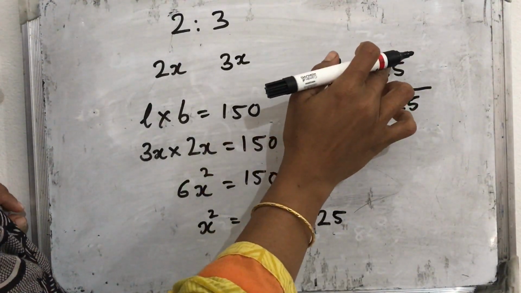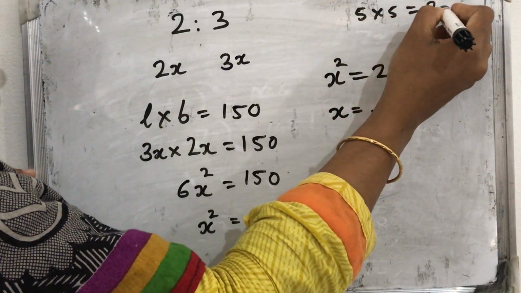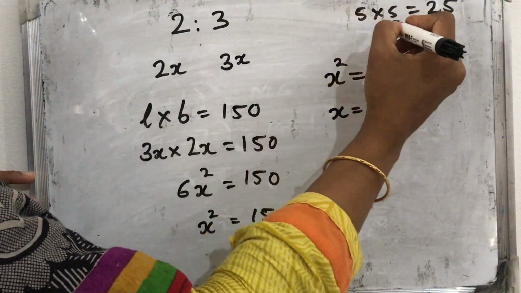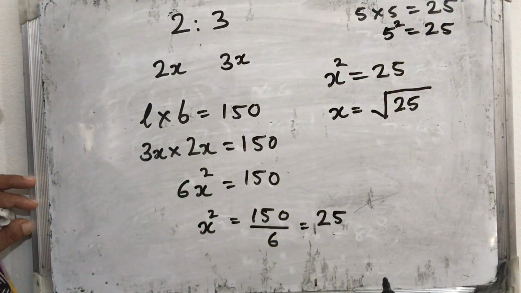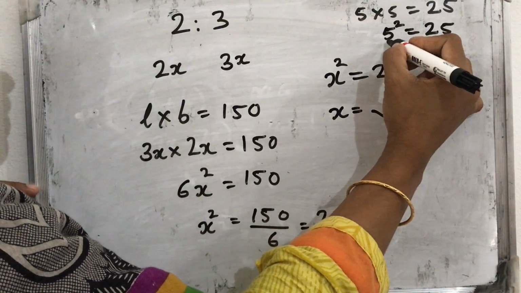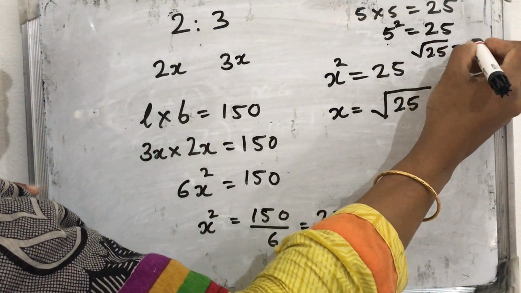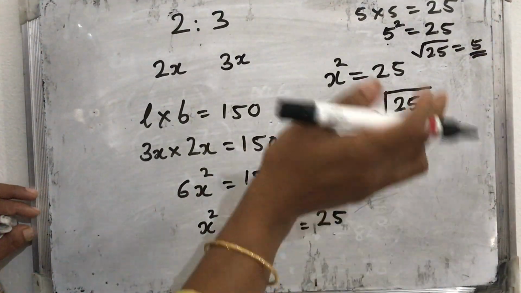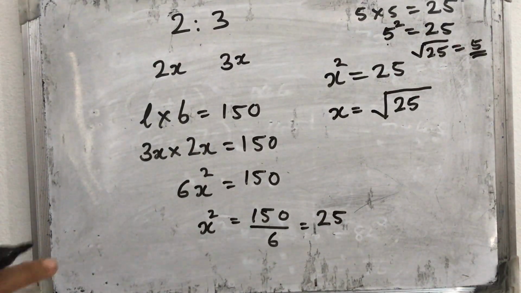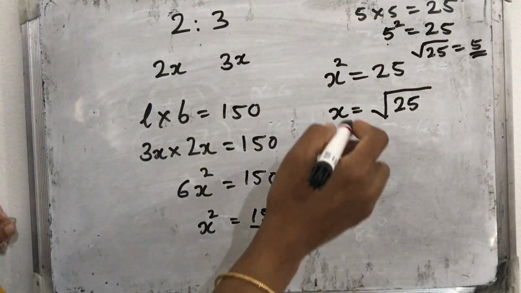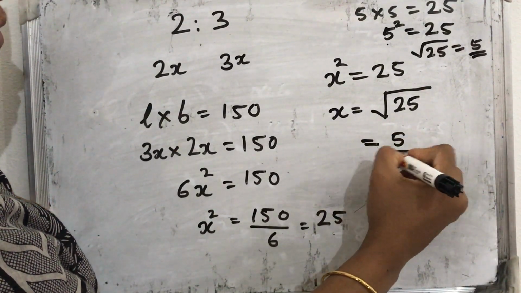If you got the square number, that is when we multiply 5 into 5, we will get 25. Okay, that means 5 square. Square of 5 is 25. Here we can say if 5 square is 25, we can say the square root of 25 is equal to 5. That means which number when we multiply 2 times we will get 25, that is called the square root of that number. So here x is equal to square root of 25, that is equal to 5.